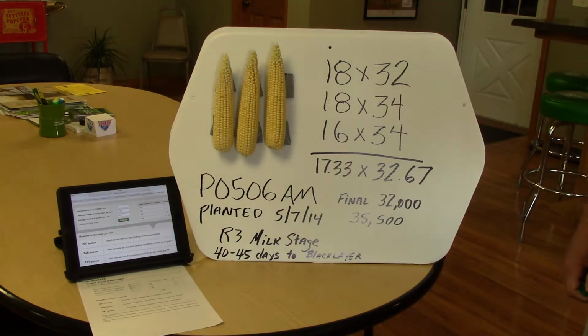When you're making a yield estimate, go out to the field, measure 17 feet 5 inches, count the number of ears, not the number of stalks that you find in that row length.